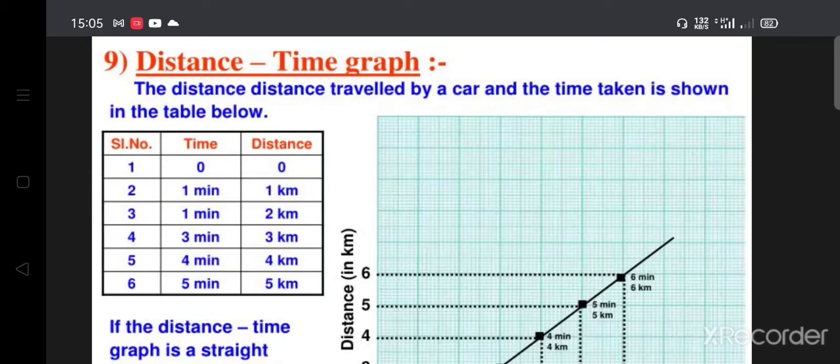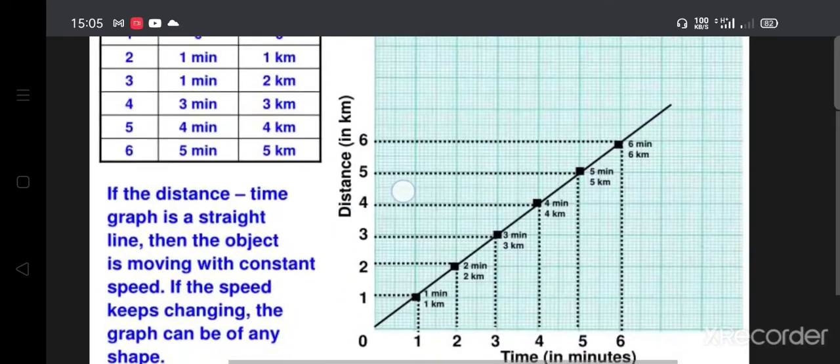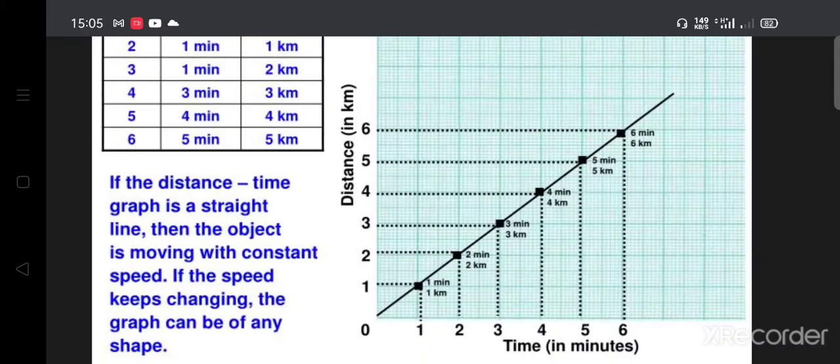Here we come to the last topic of this chapter, distance time graph. Children, the distance travelled by a car and the time taken is shown in this table. By plotting the points, as you have already learned how to make a graph, taking distance on the y-axis and the time on the x-axis, if you plot the distance time graph for 0 minute, 0 distance, for 1 minute, 1 kilometer, for 2 minute, 2 kilometer, you can find out the speed of the object is constant. If the speed keeps changing, the graph will show some other shape.